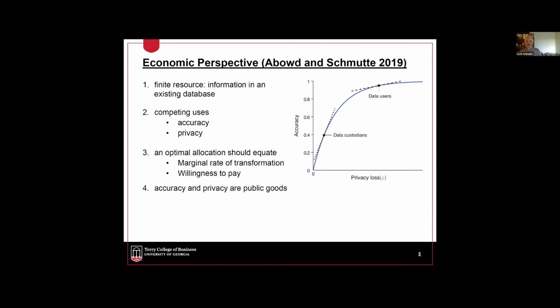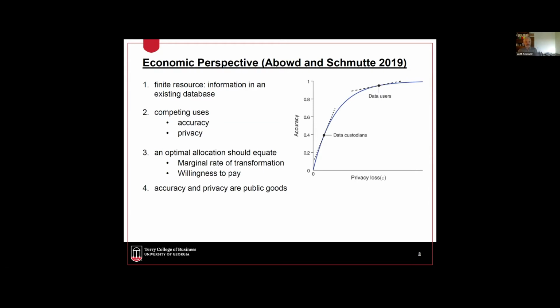So this is our production technology. This gives us a locus of points. There are points available in between that describe the different combinations of privacy loss and accuracy that are feasible. And so we really have a finite resource. It's this information in an existing database, and we can allocate it between generating statistics with increasing accuracy, or we can reserve some of it to protect against privacy loss.